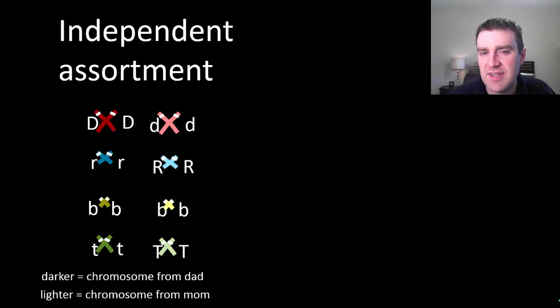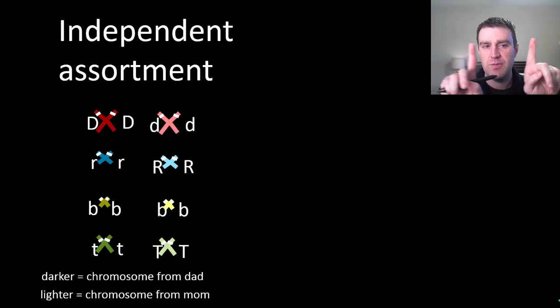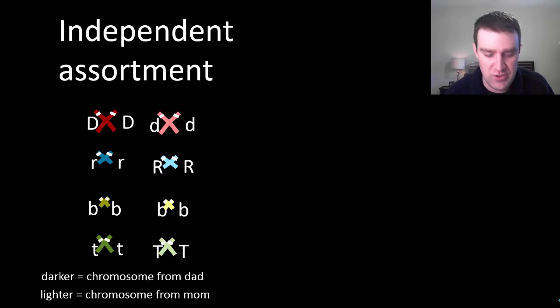So independent assortment is this idea that when you line the homologous pairs up side by side, that's really the key step in meiosis 1 where both mixing events occur. The idea is that because you bring together the two pairs side by side, you can line them up two different ways every time you put them together. And so to help you see this, I'm going to go through several different lineups here.